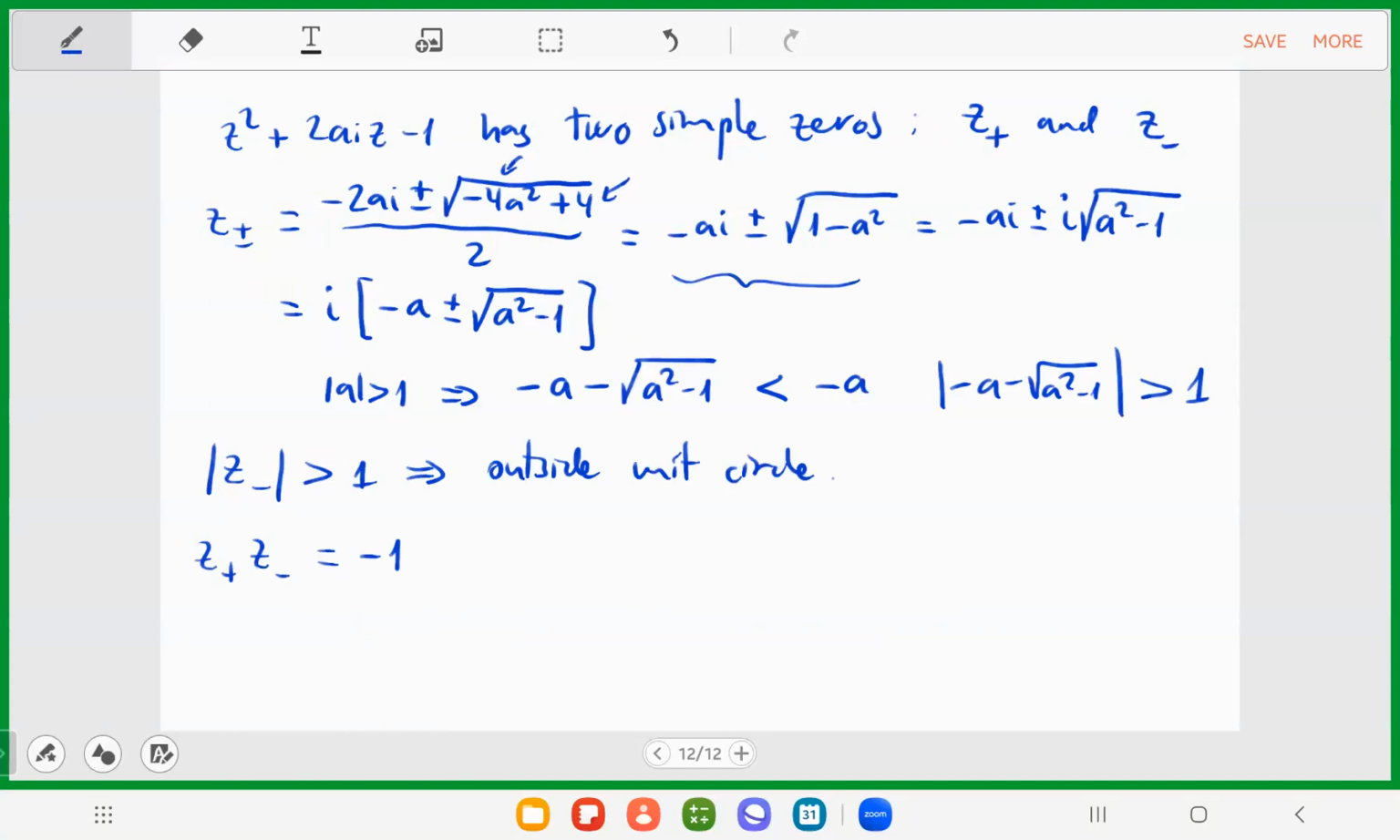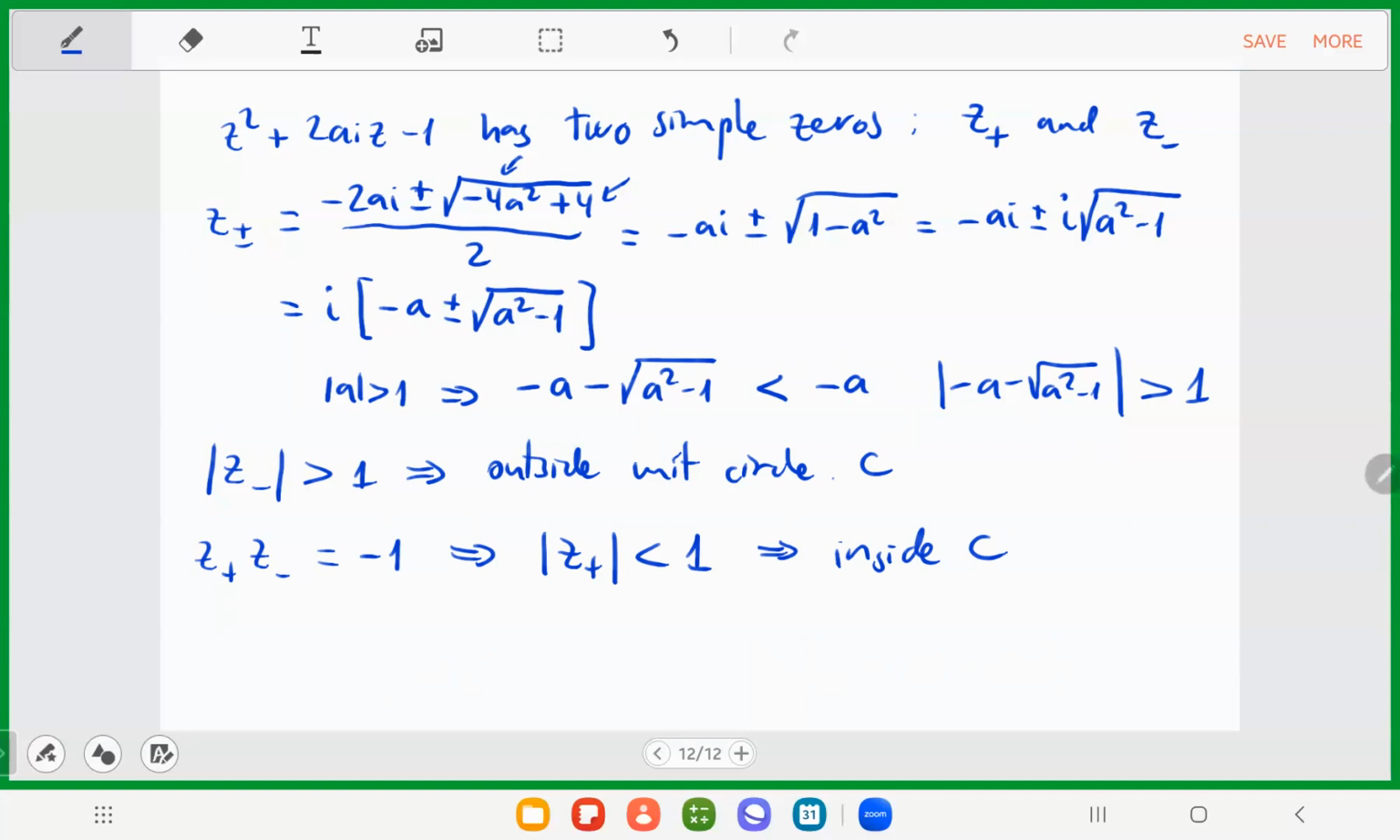It's the difference of the squares, and then you will get a squared minus 1 minus a squared, which is minus 1. So that means the modulus of z plus must be less than 1, because remember the modulus of the product is the product of the moduli, and z minus has a modulus larger than 1. So there is always 1 outside the unit circle and 1 inside the unit circle. Even if we don't know the value of a, it will be for both cases. If a is larger than 1 or a is less than minus 1, z plus will always be inside the unit circle.